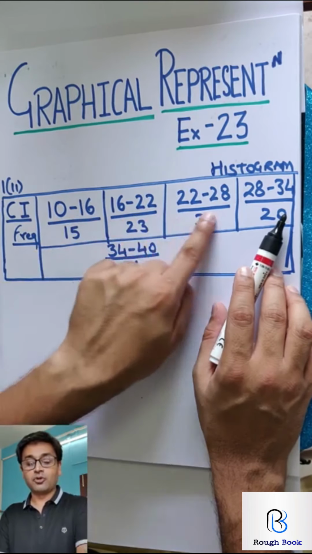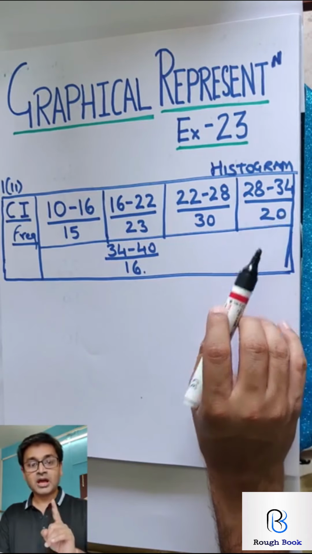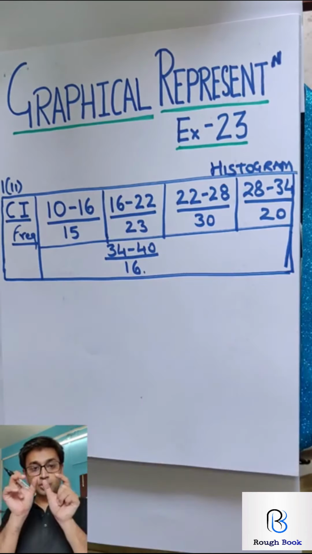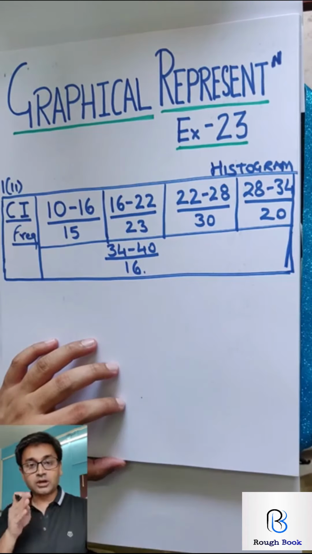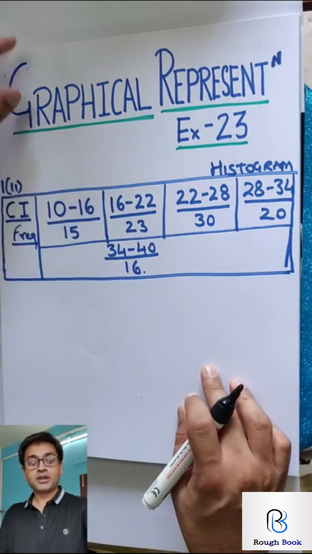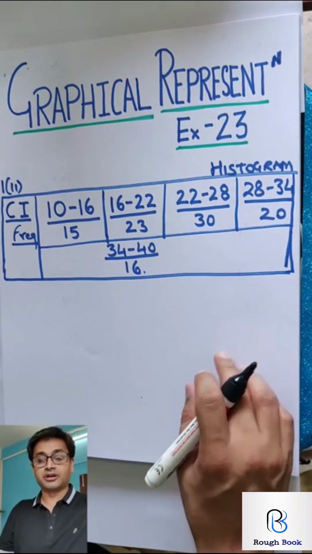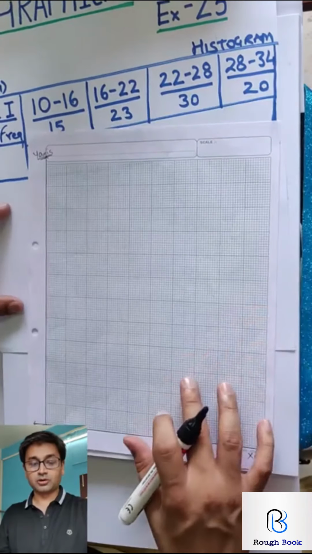Right now we are focused on this part and we are trying to make a histogram. It should be very clear in your head that histograms are bar graphs, but between two bars or two rectangles there will be no space. They are all connected and joined to each other. So that's the data. Let's take this data and work it out on a graph sheet.